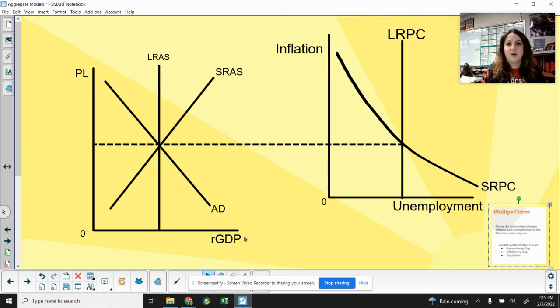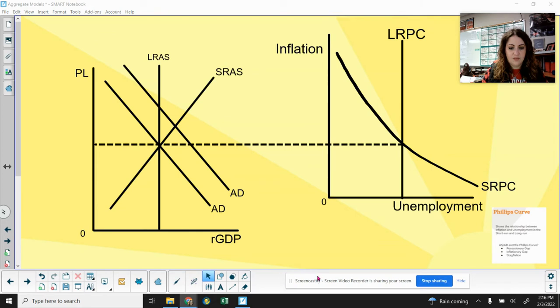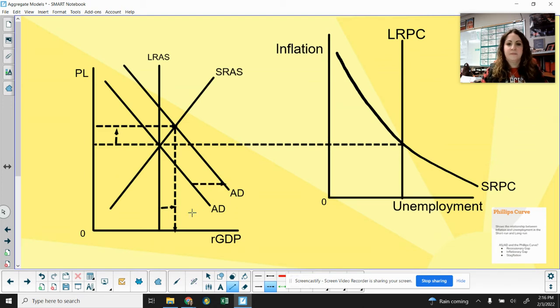So for example, when the aggregate demand curve shifts to the right, let me see if I can move this. There we go. When the aggregate demand curve shifts to the right, and we have now higher prices and a higher GDP, our equilibriums are increasing. So I'll draw an arrow here, an arrow there, a rightward shift of aggregate demand. Well, let's think about what that means.